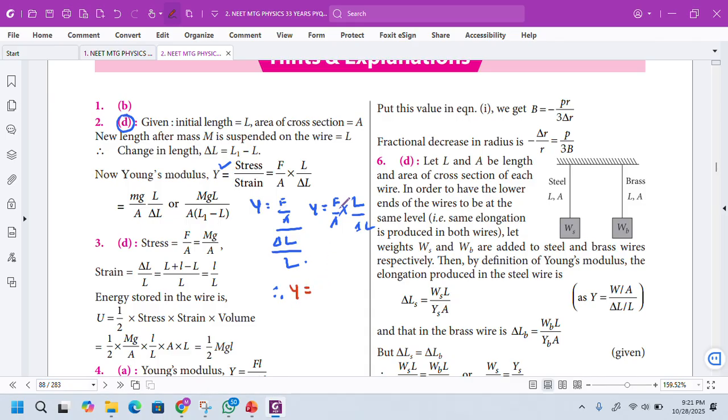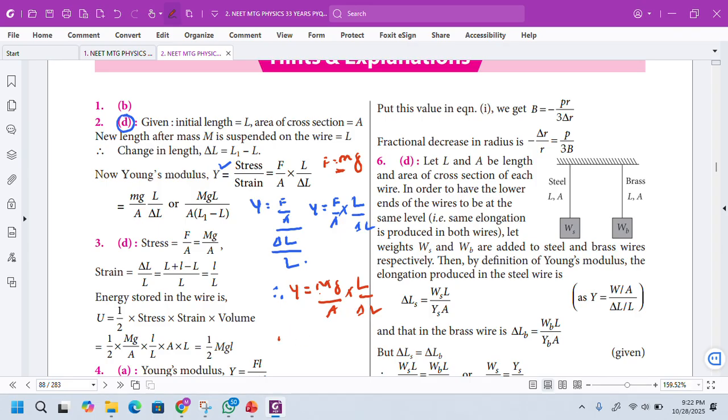Y is equal to F divided by A, and F is a force. I need to express that force in Newton, because the mass is given in kg. If he gives mass, it is in kg, and I can convert that into Newton. F is equal to M into G, multiplying the gravitational acceleration with the mass gives the force in Newton. So capital M into G, divided by A, multiplied by the initial length L, divided by delta L, dear students.